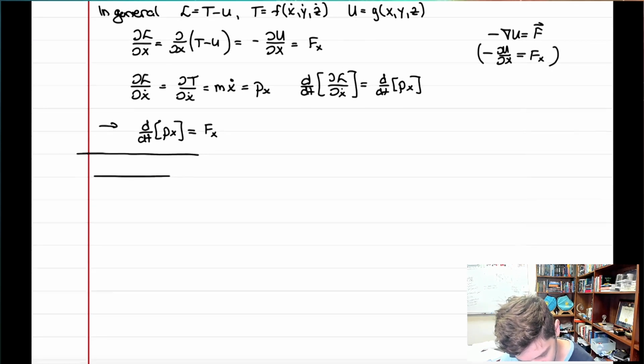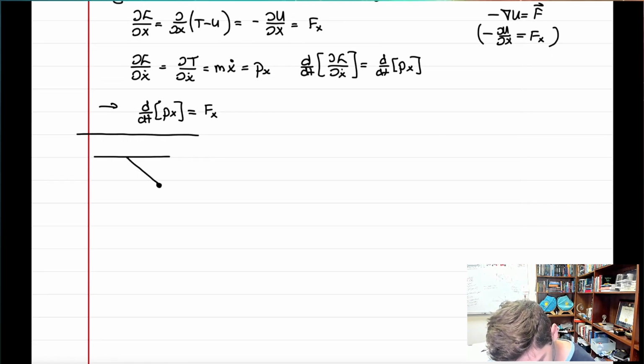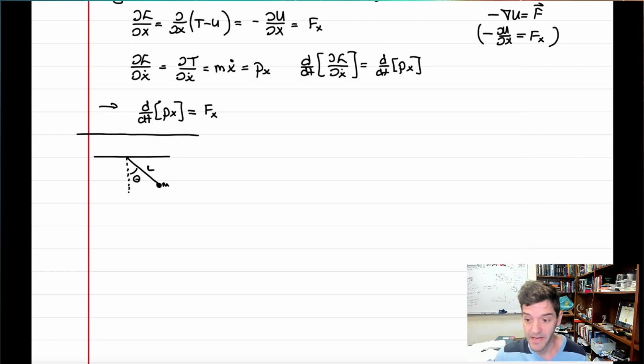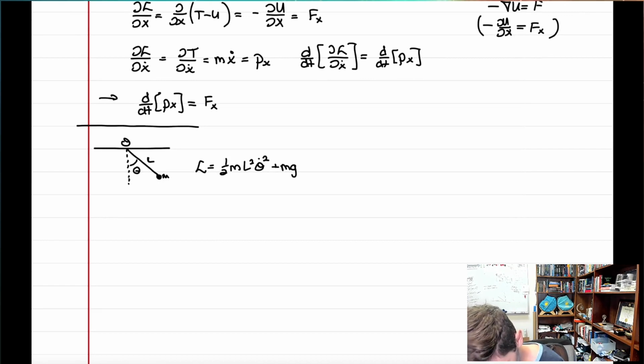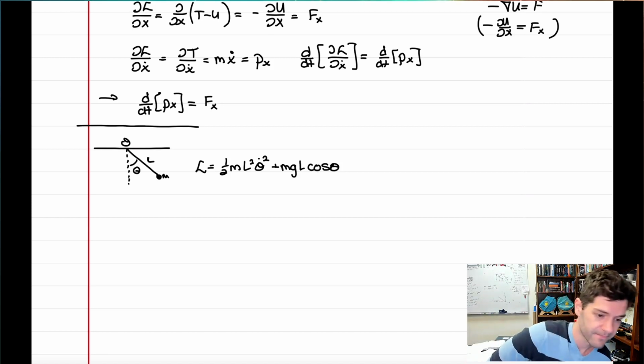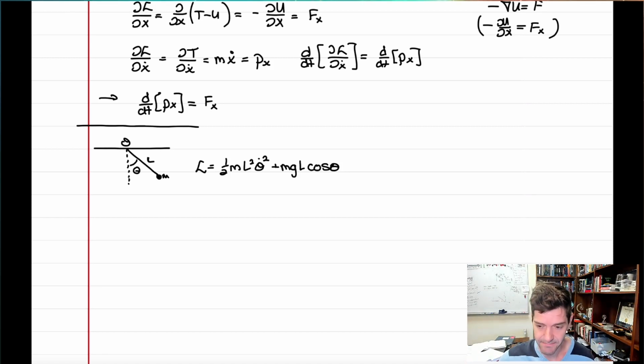Let's look at the example of a pendulum. A pendulum that has length L, and it's a bob of mass m that swings through some angle. We've talked about this before. This is a one-dimensional problem, so I can write this down in terms of one coordinate. L in this case might be 1/2 m l squared theta dot squared, plus, if I put my origin at the top, then all the y's are negative, which is why it's not minus mgl cosine, but then plus mgl cosine of theta. That uniquely specifies my system.